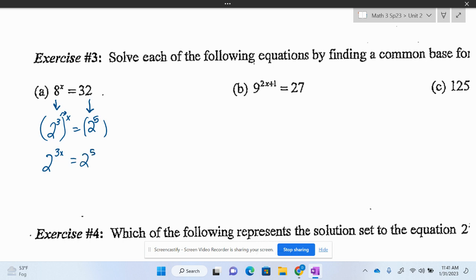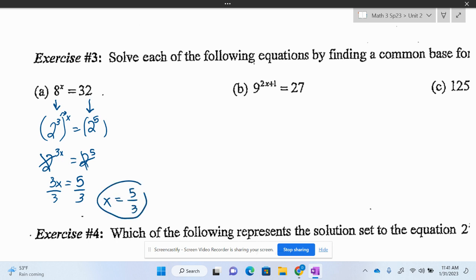Are my bases the same? So once your bases are the same, you ignore them and just solve the exponents. 3x equals 5. What do I do next, David? Yeah, divide both sides by 3. So x equals 5/3.